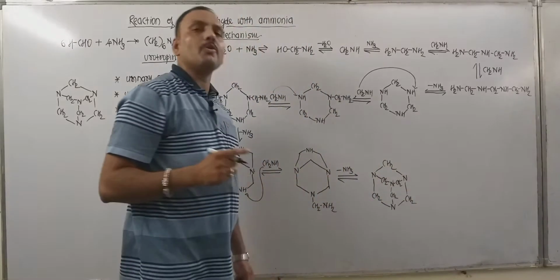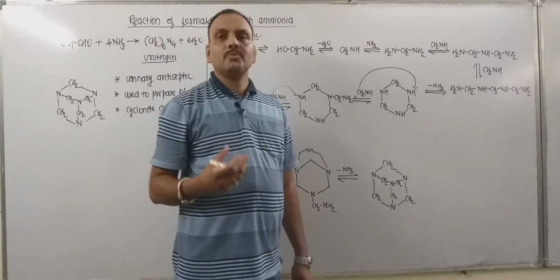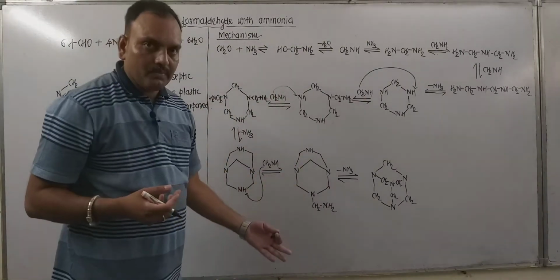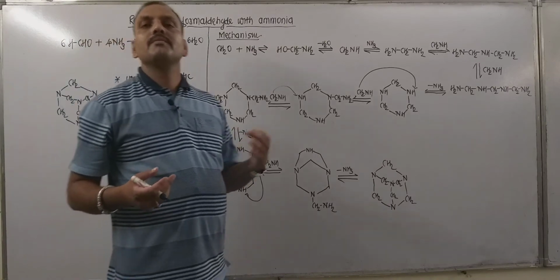Remember, in urotropin there is no carbon-carbon bond. So this is the crucial and very important mechanism of the formation of urotropin starting from formaldehyde.